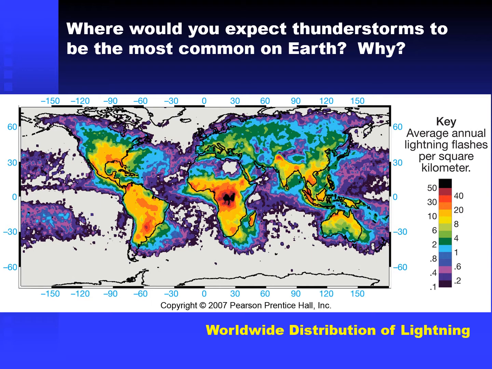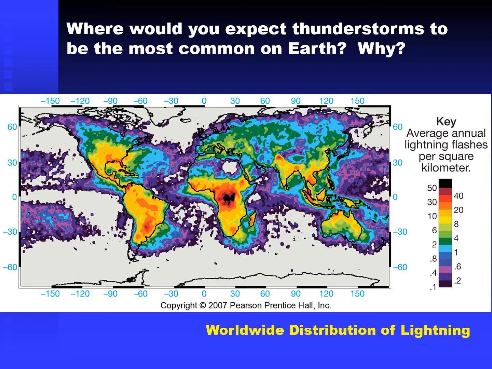So here we are looking at a map. This is from 2007, and this is average annual lightning flashes per square kilometer. So, does it tell us the time of year? Well, it doesn't. I guess this is just over the course of a year. So, do we see any kind of pattern here?